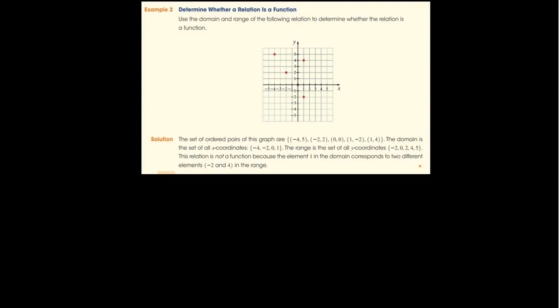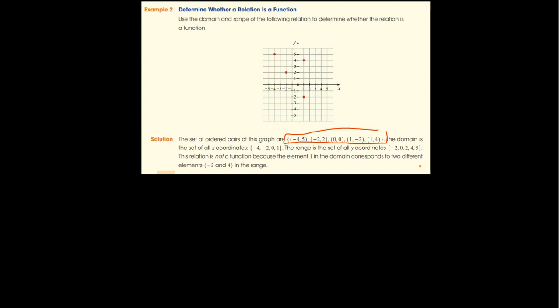Anyway, use the domain and range of the following relation to determine whether the relation is a function. What we would be doing is plotting these points. If I go left 4 units and up 5, I would have the point -4, 5. If I went left 2 units and up 2 units, I'd have the point -2, 2, and so on and so forth. If I were to list off that set of ordered pairs, again, it's just the dots on that plane. The domain is -4, -2, 0, and 1 of all those points, and then the range is -2, 0, 2, 4, 5.